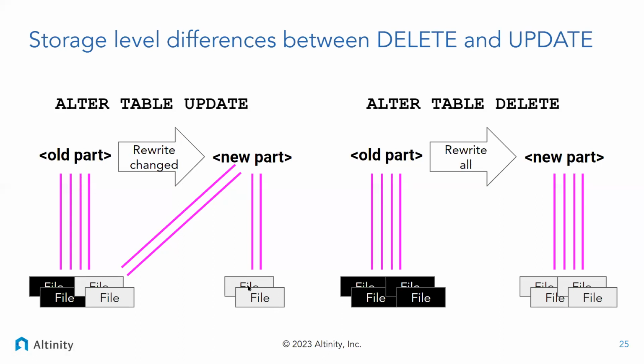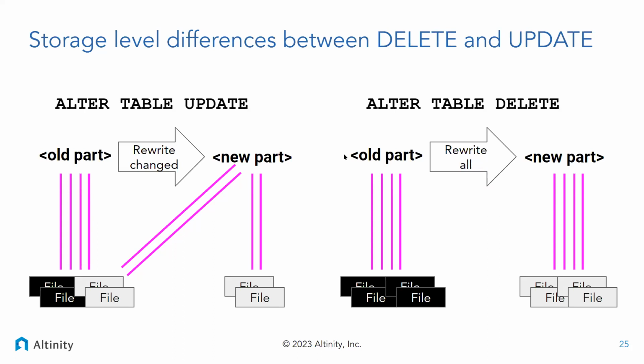For example, maybe there's one column that's changed here, but for all the other columns, this new part will just have hard links back to them. And then the old part will no longer be active. It'll be replaced, and in due time, like 8 minutes, it will just disappear. So this means that alters can be relatively efficient because they only touch the data that's in the column. This is good because in large systems, you don't want to have to rewrite all your data just to fix one column.